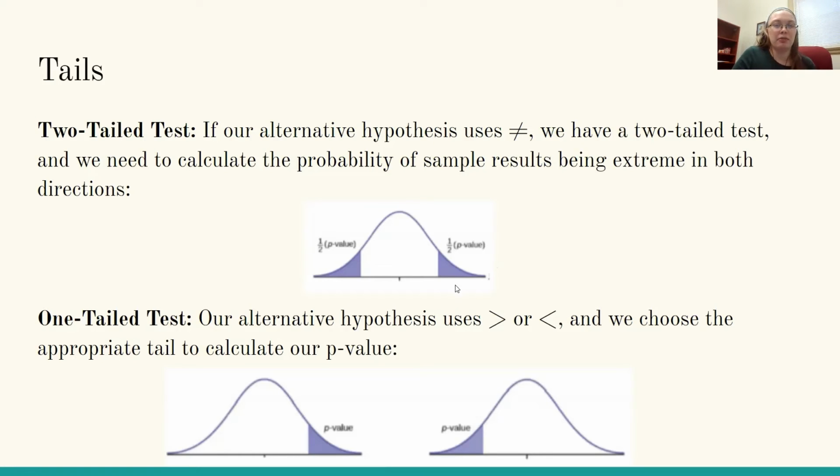Right? We need to think about a bit of the tail on the right and a bit of the tail on the left. With a one-tailed test like we just did, we only need to think about one of the sides. So ours was like the picture on the left here with the right tail highlighted. But if we had a less than in the alternative hypothesis, it would be like the picture on the right with the left tail highlighted for the p-value.